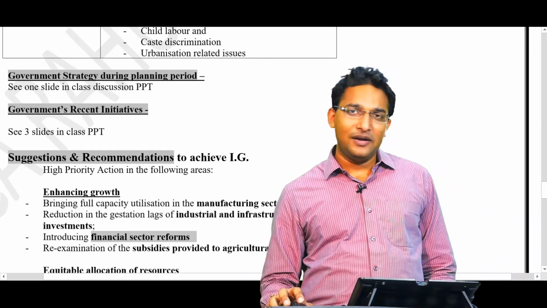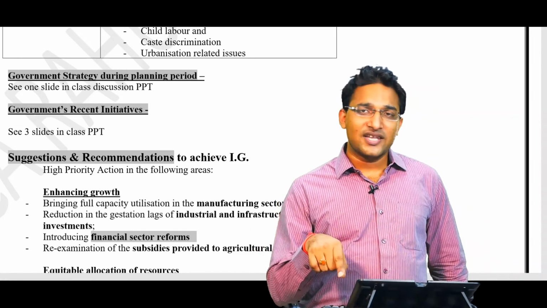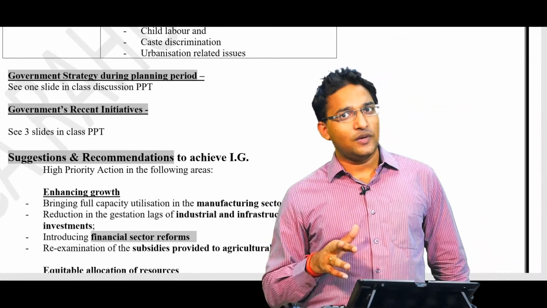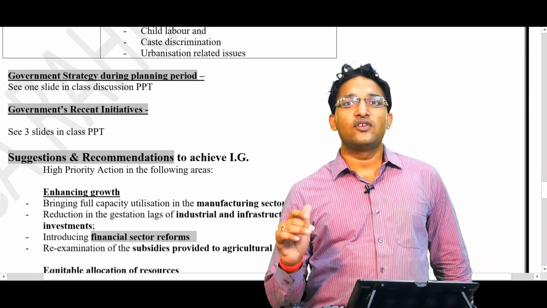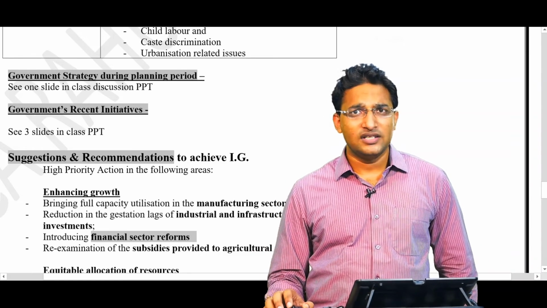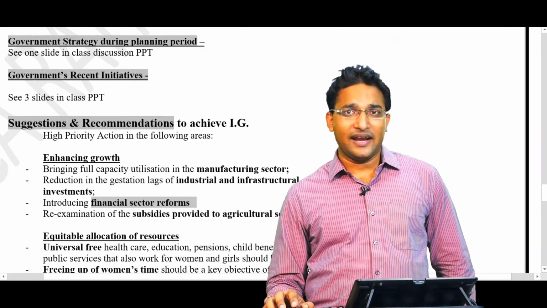So four things I am repeating: in the service sector, certain areas which are labor intensive, the manufacturing sector, agriculture sector, infrastructure investment and the financial sector reforms. These 5 areas we have to take care of if we really want to achieve faster growth. Then coming to the equitable allocation of resources, the second dimension.